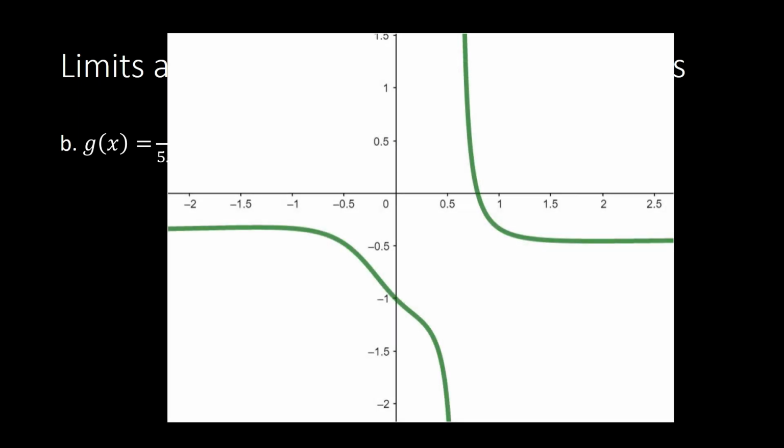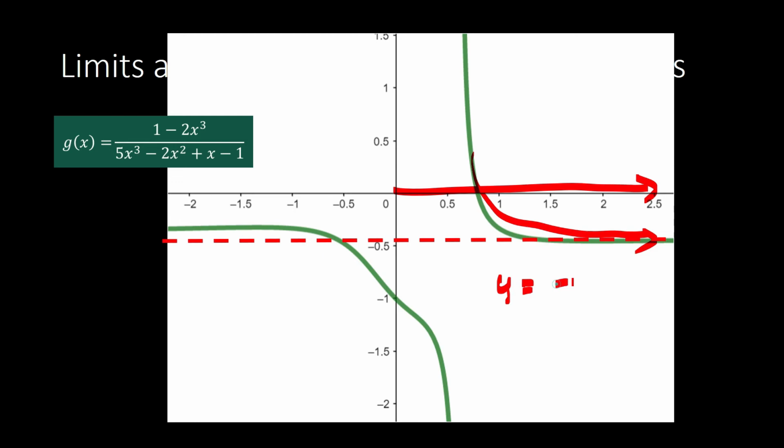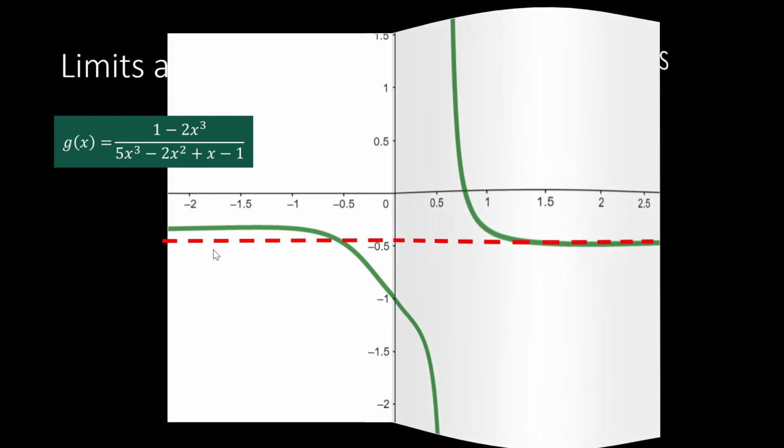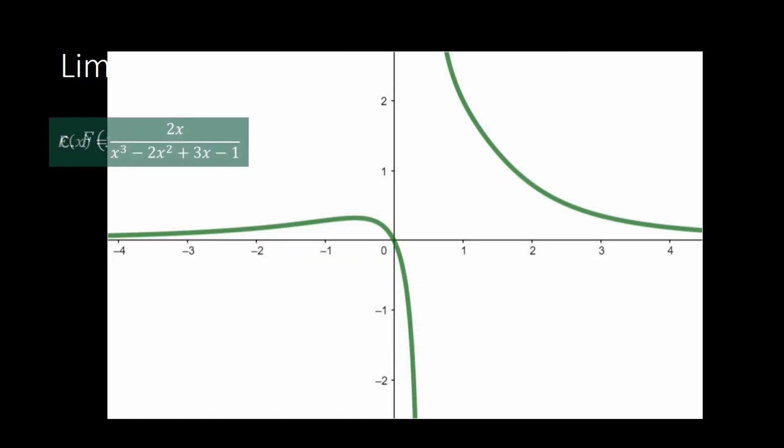This is the graph of this function, and as x approaches infinity, the graph of our function approaches the line y is equal to negative 2 over 5. And the same when x approaches negative infinity. So this one is a rational function whose horizontal asymptote is the horizontal axis. So this one is the line y is equal to 0.